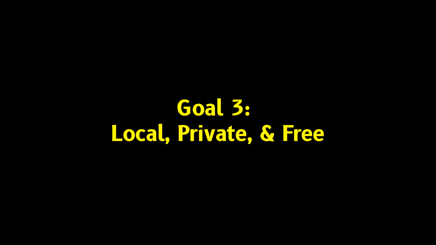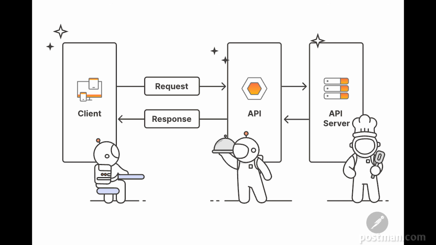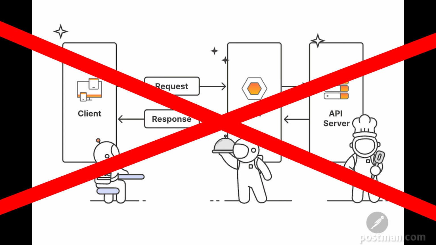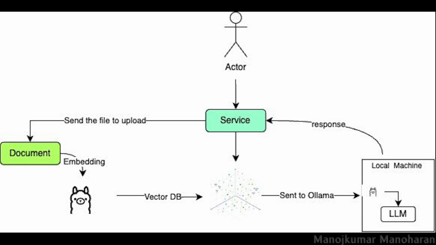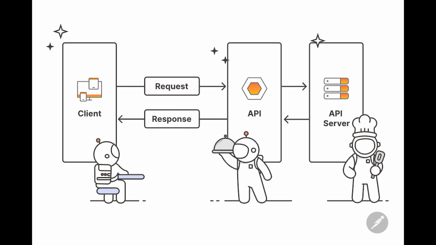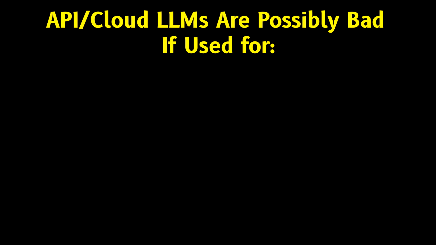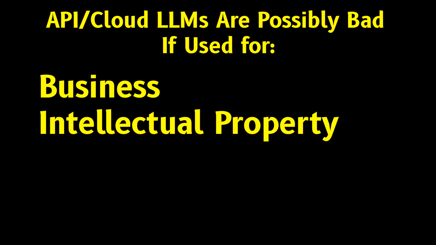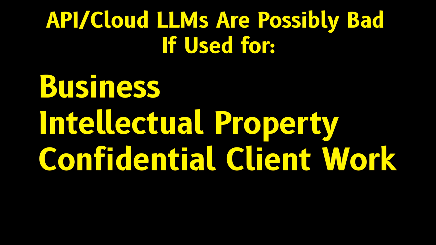Goal 3, the AI integration must be local, private, and free. Another major goal is for me to be able to do all of this AI integration locally, so that I'm not reliant on a cloud server that can be turned off at any time, or potentially risk sending my data to cloud servers, which could be a very bad idea if you're doing this for business or anything related to intellectual property or patentable ideas or confidential client work.